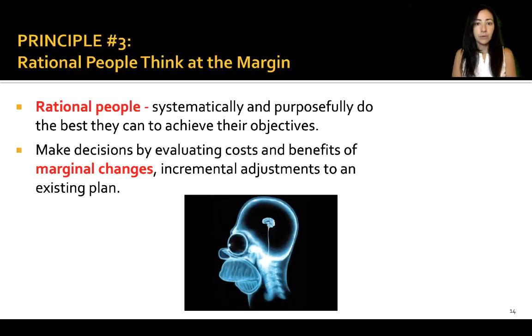Principle 3. Rational people think at the margin. First question, what's a rational person? A rational person is someone who systematically and purposefully does the best they can to achieve their objectives. They make decisions by evaluating costs and benefits of marginal changes, or incremental adjustments to an existing plan. What's a marginal change? Marginal change is thinking about a decision not in its entirety, but in terms of the additional benefit or cost it'll have.